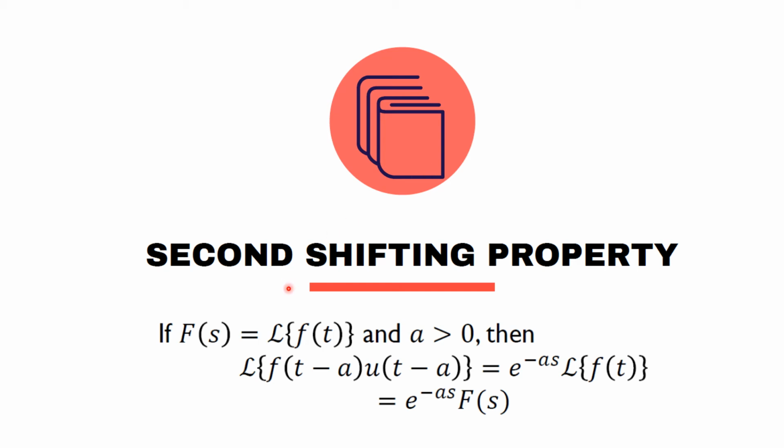In this video, you are going to learn about the second shifting property. If F(s) is the Laplace transform of f(t), and a is greater than 0, then the Laplace transform of f(t minus a) u(t minus a) is equal to e to the power of minus as times the Laplace transform of the function f(t), which means this is equal to e to the power of minus as multiplied by F(s).